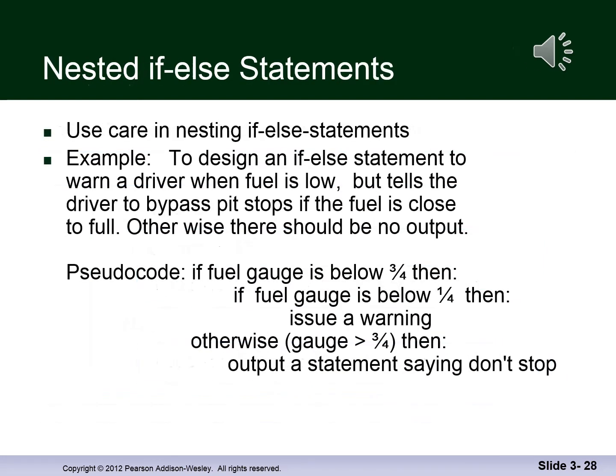On the next few slides, we'll review a nested if application and show how important it is to use care in nesting if-else statements. So the example is, we want to design an if-else statement to warn a driver when fuel is low, but tell the driver to bypass pit stops if fuel is close to full. Otherwise, there should be no output. So the pseudocode is listed here. If fuel gauge is below 3/4, then if fuel gauge is below 1/4, then issue a warning. Otherwise, if the gauge is greater than 3/4, then output a statement saying don't stop. Sounds reasonable. In following slides, we'll go into this deeper.